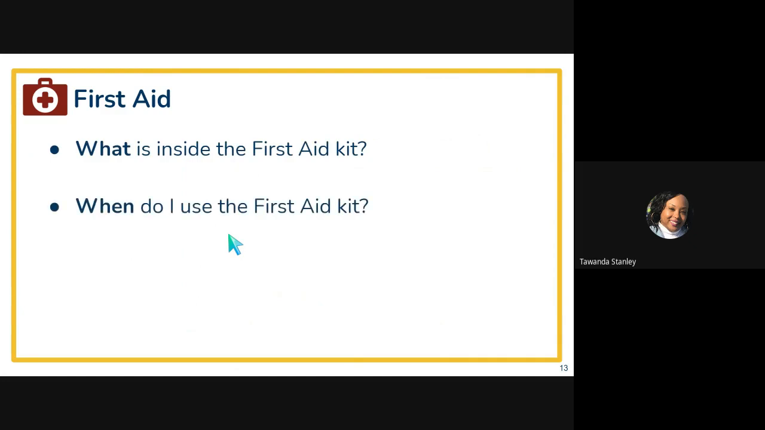Now, some of the things that are possibly in a first aid kit would include band-aids, gauze, tapes, Q-tips, scissors, cleansing wipes, possibly an arm sling, tweezers. Okay, so these are some things that are inside it. What do I do when I use the first aid kit? When do I use the first aid kit? And where is the first aid kit located?